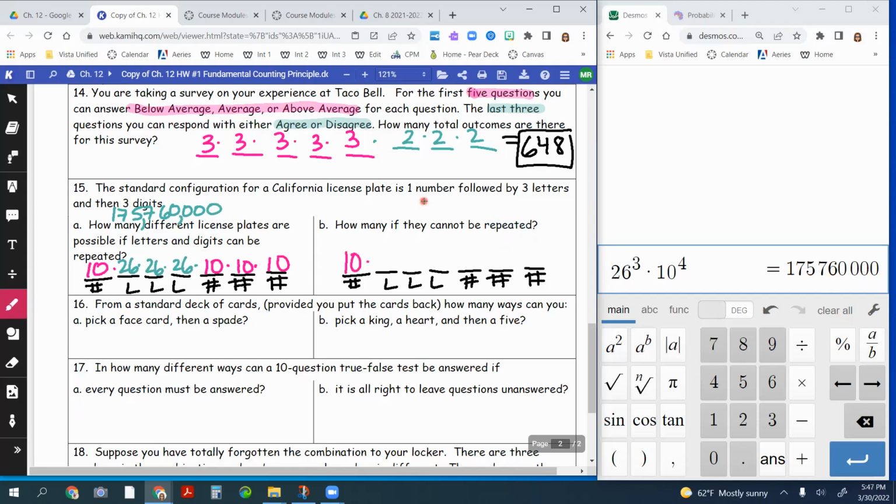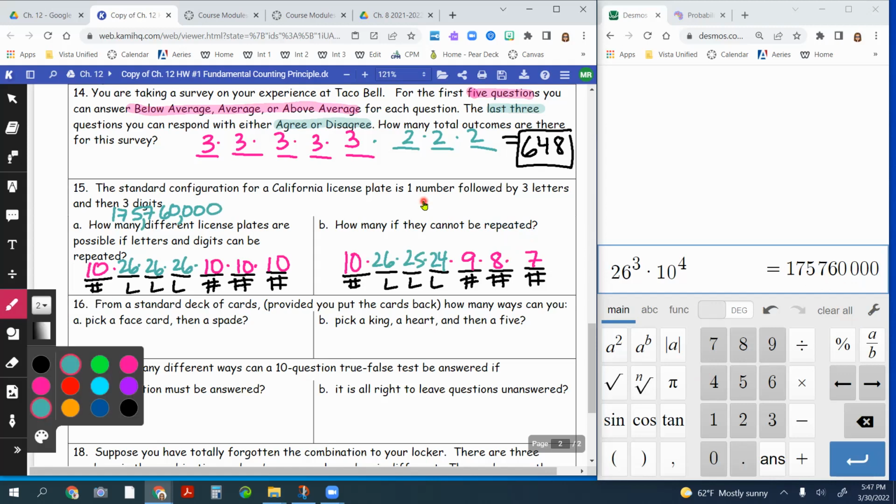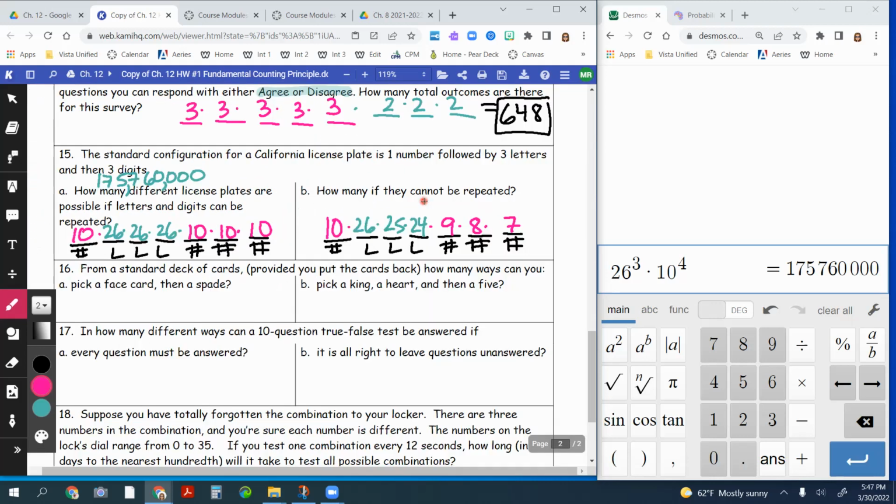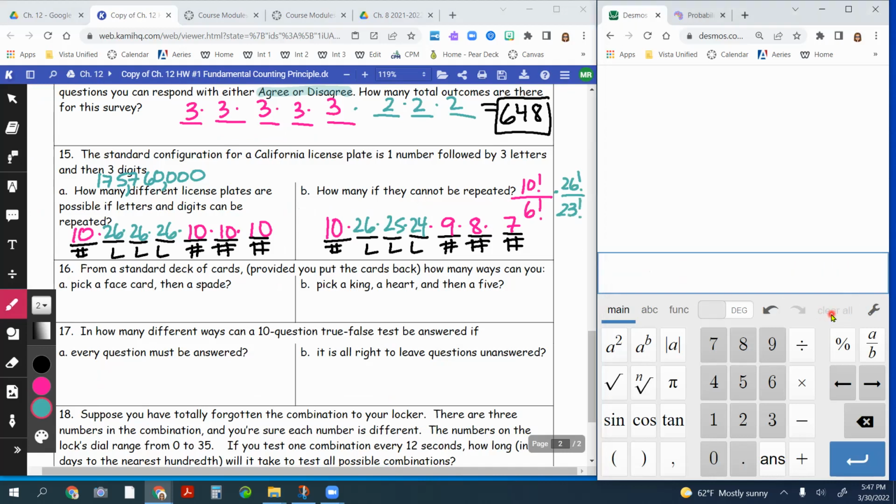is we're going to have 10 for the first digit, then 9, then 8, then 7. We're going to have 26 for the first letter, and then 25, and then 24. And again, we can type it in like this, or instead for the 10, 9, 8, 7, you can think of that as 10 factorial over 6 factorial, because the 6, 5, 4, 3, 2, 1 is missing. And then 26 factorial, and then we have 23 missing, so 23 factorial. Either one of these will give us the answer.